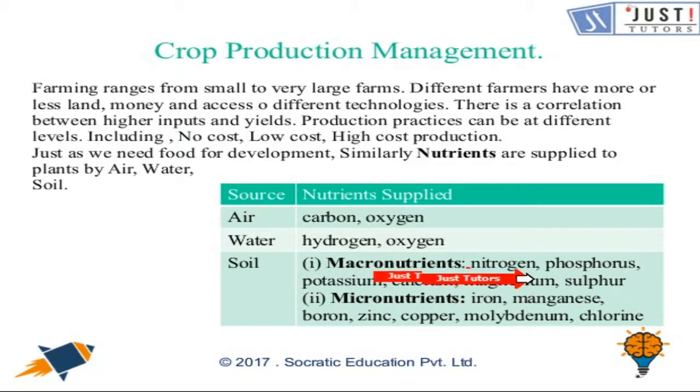Macronutrients can be defined as nitrogen, phosphorus, potassium, calcium, magnesium, sulfur. It's a combination of all these nutrients. Similarly, if we talk about micronutrients, it's a combination of iron, manganese, boron, zinc, copper, molybdenum, chlorine.